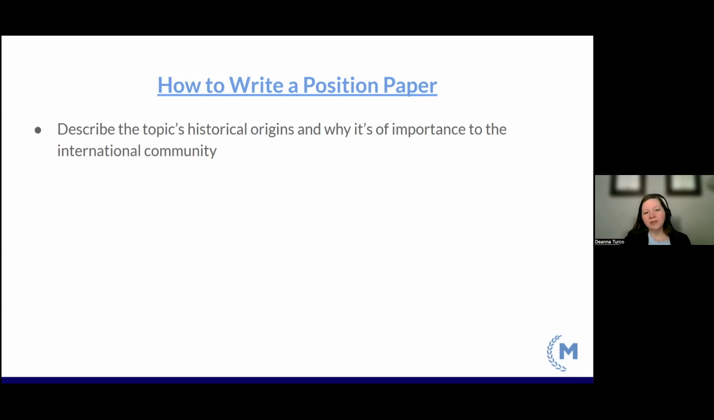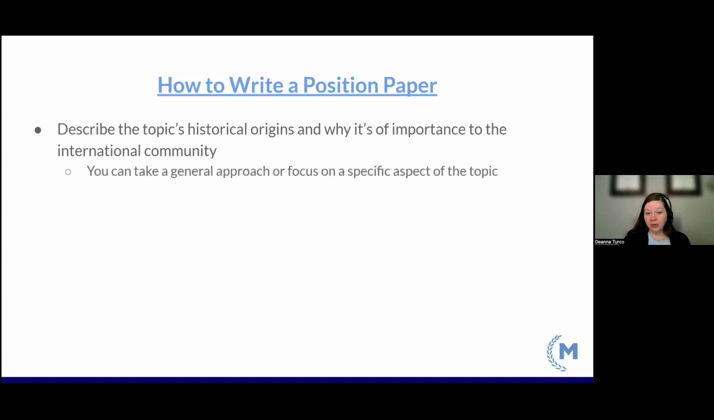That means describe the topic's historical origins and why it's important. Why is your council or committee discussing it? What has this topic meant to the overall international community? You want to describe that background.